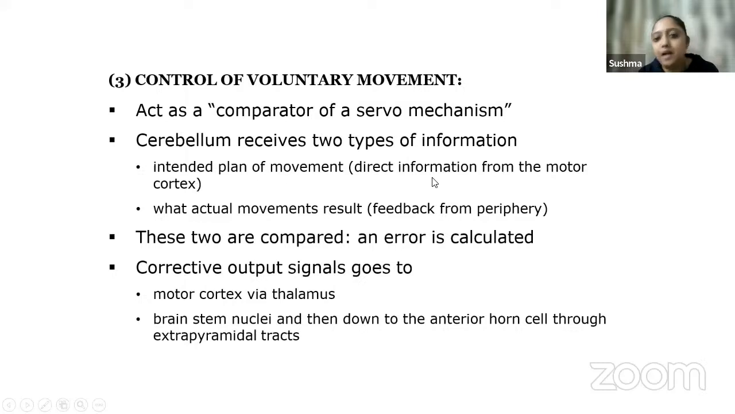Number one, intended plan of movement and what the movement result actually is. So the cerebellum plans both. The cerebellum first gets the idea about what the movement is. While the movement is happening, the cerebellum also gets its inputs, whether the movement is happening properly or not. Then it tells the cerebrum, yes, this was the intended movement and this is the movement happening, whatever is going on right. Then the cerebrum either intensifies the movement or stops the movement.